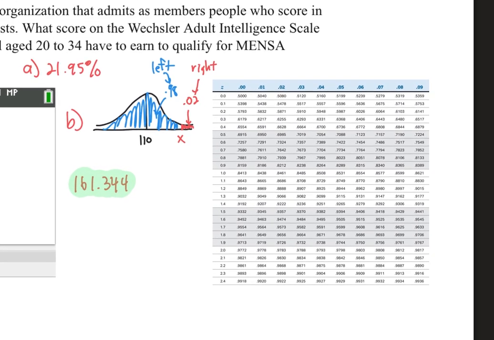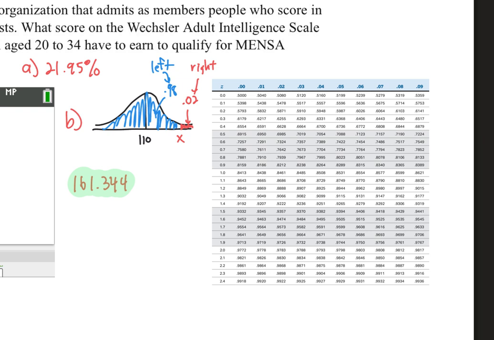So if we want, table A is naturally to the left, so we have to look for the 0.98. So just look for 0.98 in here, scan around for the number closest. Might be this 0.9803. Okay, that's a z-score of 2.06.